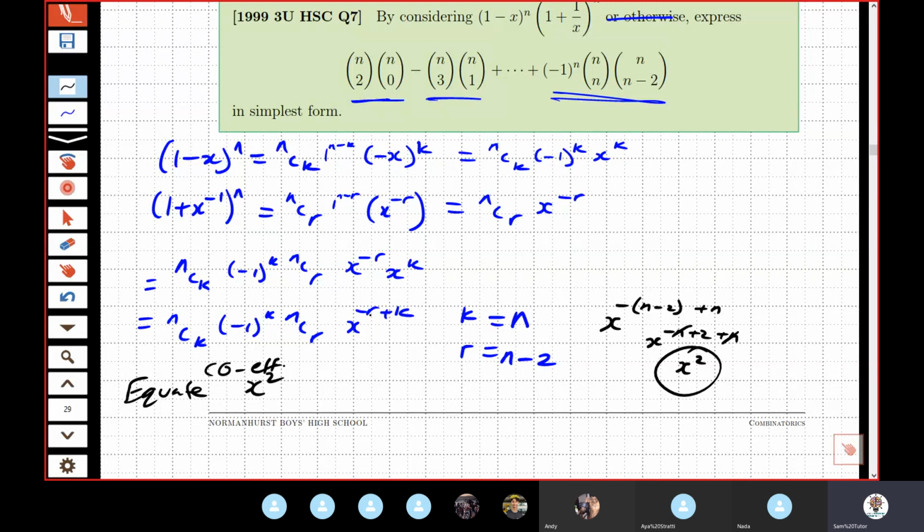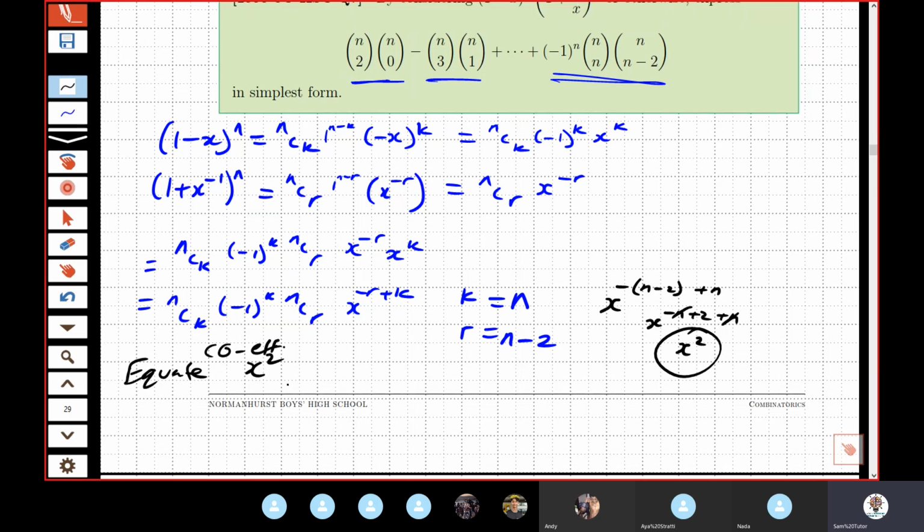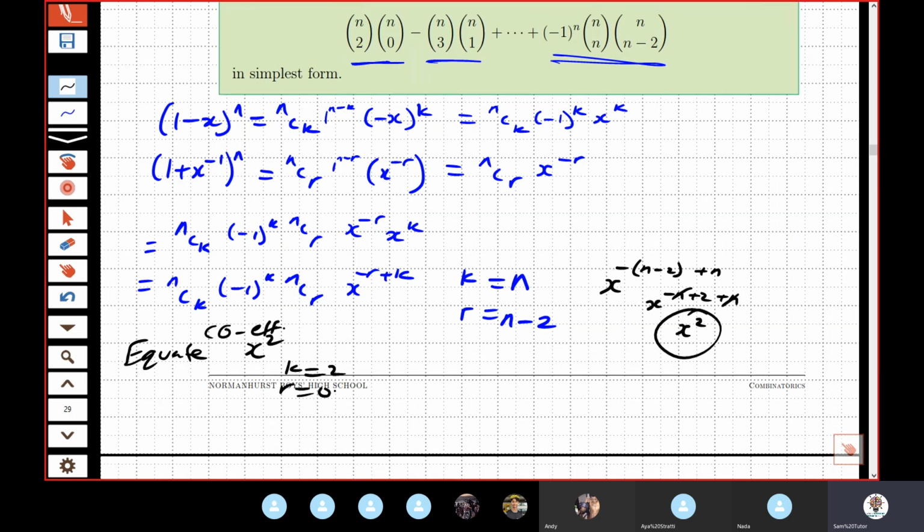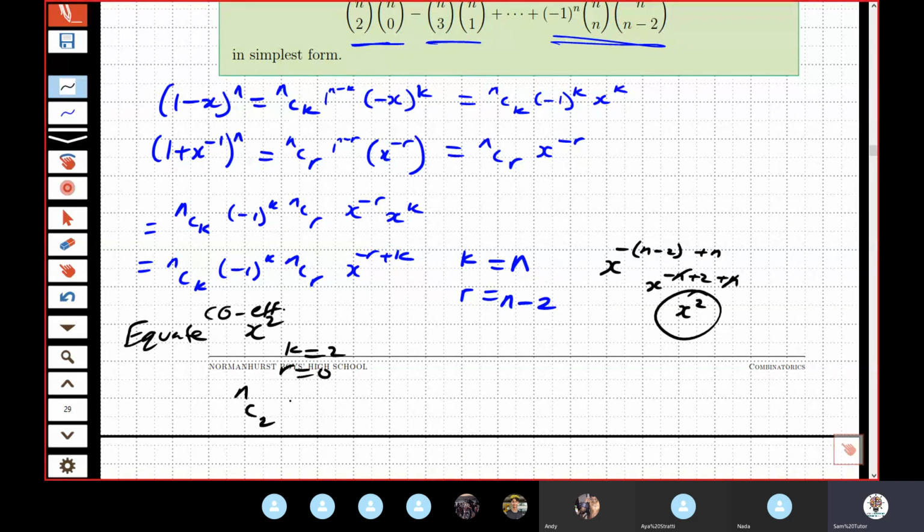k is going to be 2, r is going to be 0. k is going to be 3, r is going to be minus 1. Or 1, sorry, no, you're right, 1. So then it becomes minus 1. And so on. Does that make sense? So once you equate coefficients of x squared, you might want to write k equals 2, r equals 0. Therefore you get n choose 2, n choose 0. k equals 3, r equals 1, n choose 3, n choose 1. And when k is 3, what's negative 1 cubed? Still a negative, and that's why that becomes a negative. You can see it all?